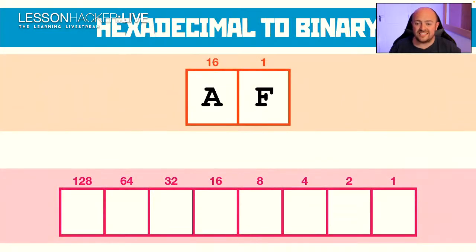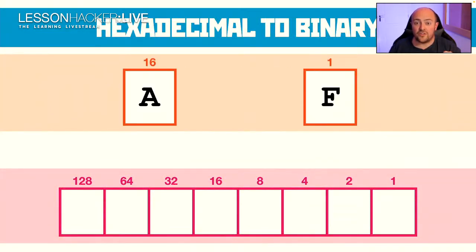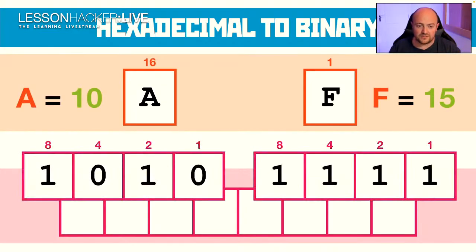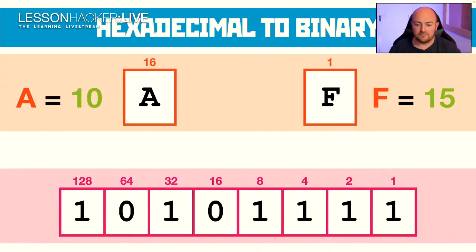Other way around is just as easy. Split them. Work out what they are in denary. A is 10, F is 15. Represent them as 2 4-bit nibbles: 1010, and on the right-hand side, 1111. Then you just push them back together.